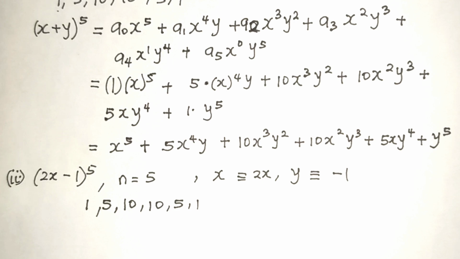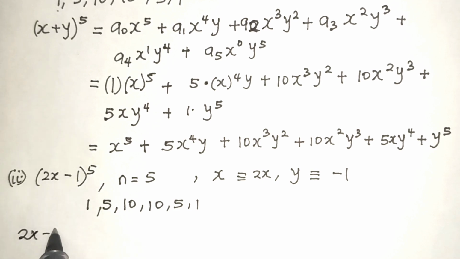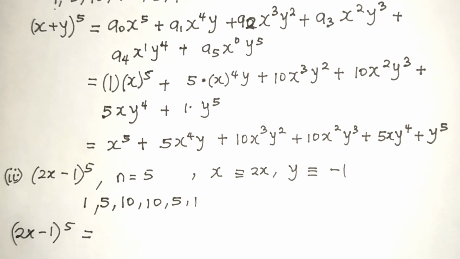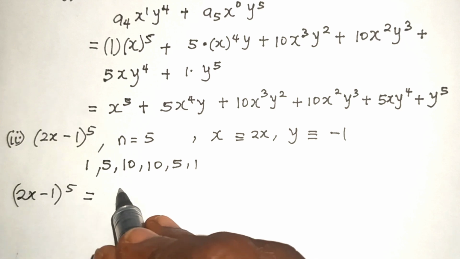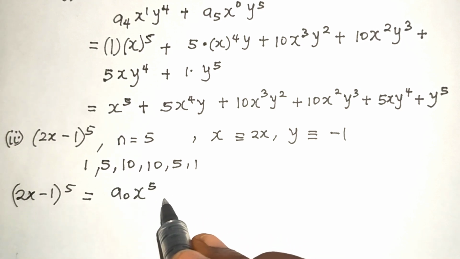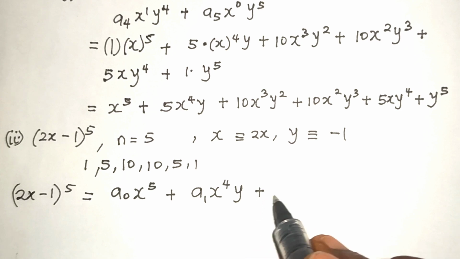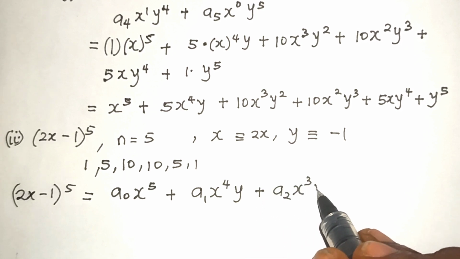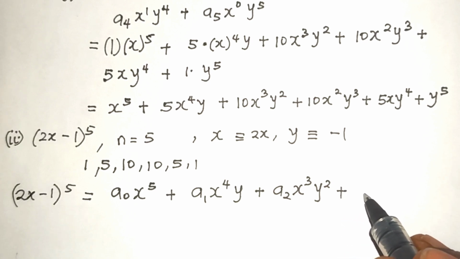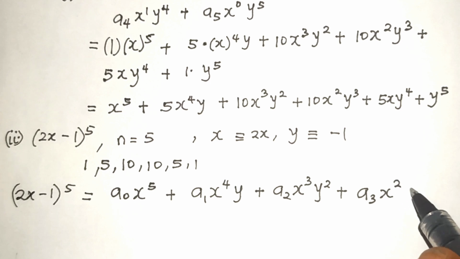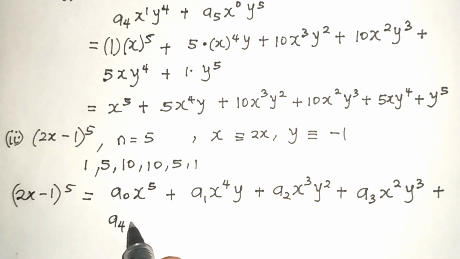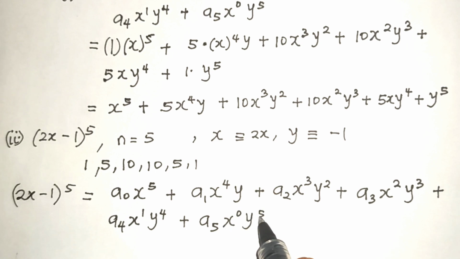So the expansion will be (2x - 1)^5 = a0 x^5 + a1 x^4 y + a2 x^3 y^2 + a3 x^2 y^3 + a4 x^1 y^4 + a5 x^0 y^5.